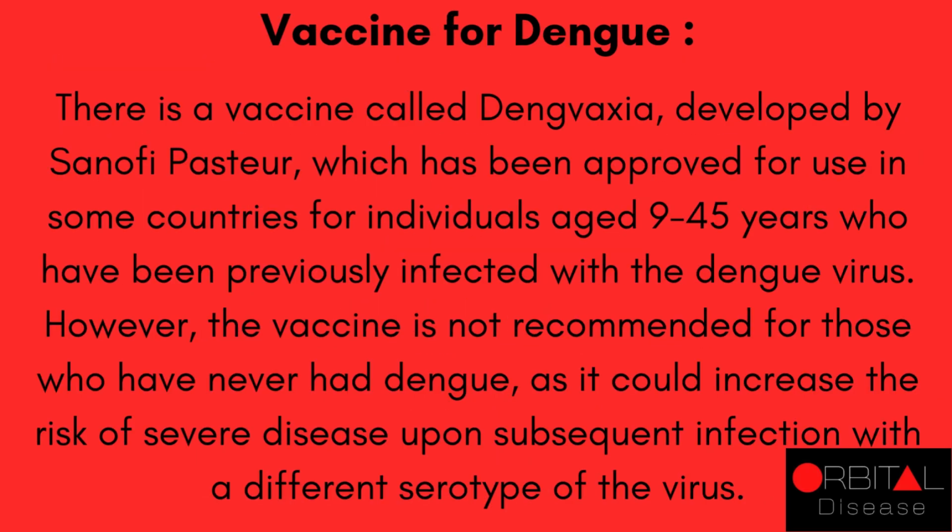Vaccine for dengue. There is a vaccine called Dengvaxia, developed by Sanofi Pasteur, which has been approved for use in some countries for individuals aged 9 to 45 years who have been previously infected with the dengue virus. However, the vaccine is not recommended for those who have never had dengue, as it could increase the risk of severe disease upon subsequent infection with a different serotype of the virus.